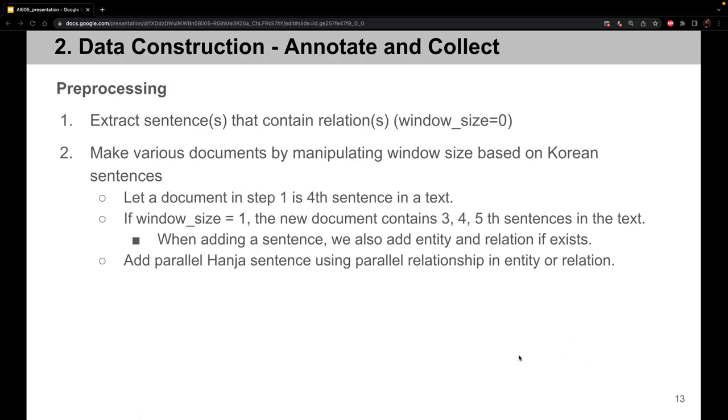After the annotation is finished, we extract sentences that contain relations and make various documents by manipulating the window size based on Korean sentences. Let the document at window size zero be the fourth sentence, including only the fourth sentence in a text. If window size equals one, the new document contains the third, fourth, and fifth sentences in the text. Note that when adding a sentence, we also add entities and relations if they exist. Also, we add the parallel Hanja sentence using the parallel relationship in entity and relation.